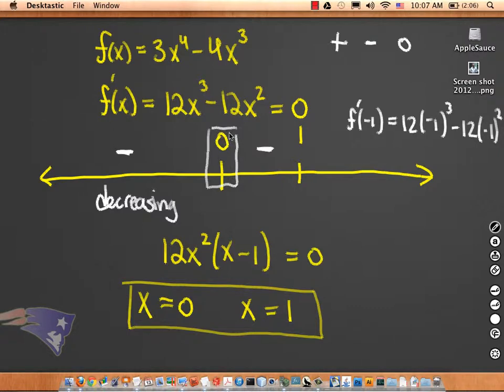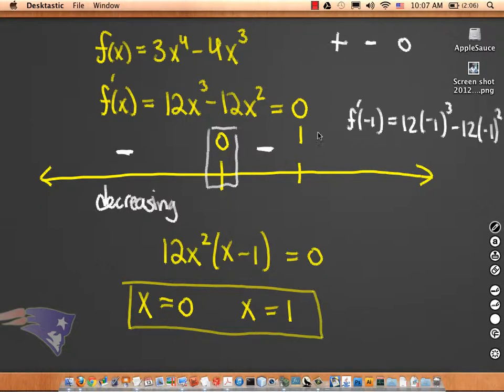If we plug 0 into the derivative, let me say it this way. 0 is a solution to f prime of x equals 0. It's a solution. But just because it's a solution doesn't always mean that the function will stop decreasing and then start increasing afterwards. Do you see what I mean? It could still keep on decreasing. So we have to test it in the number line.